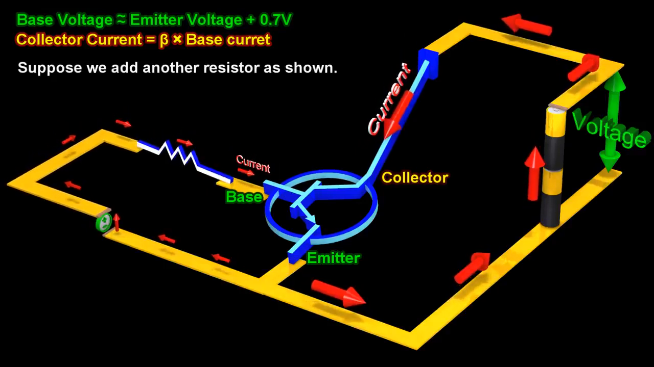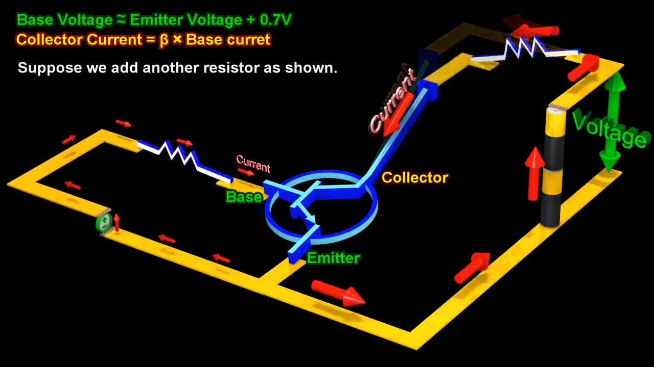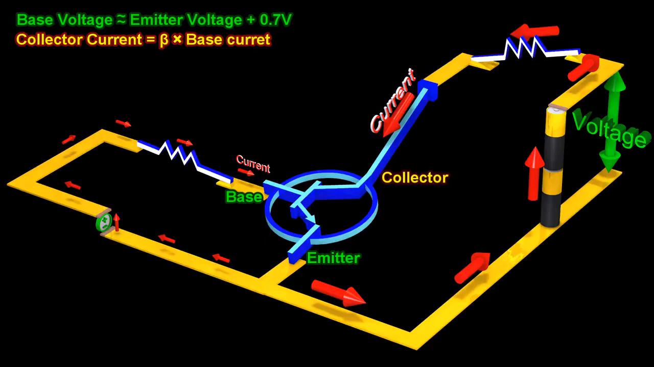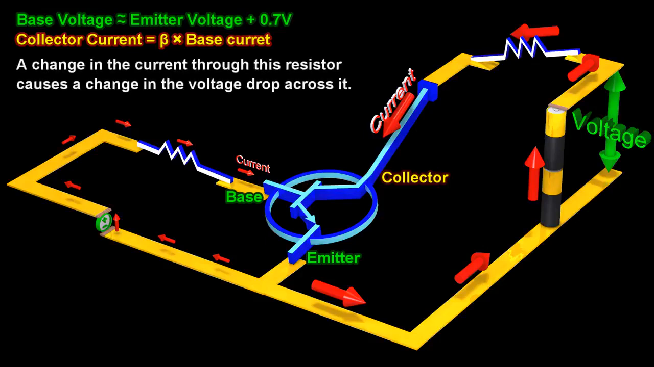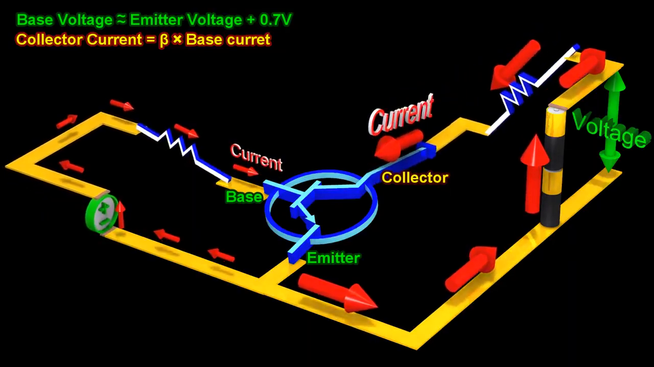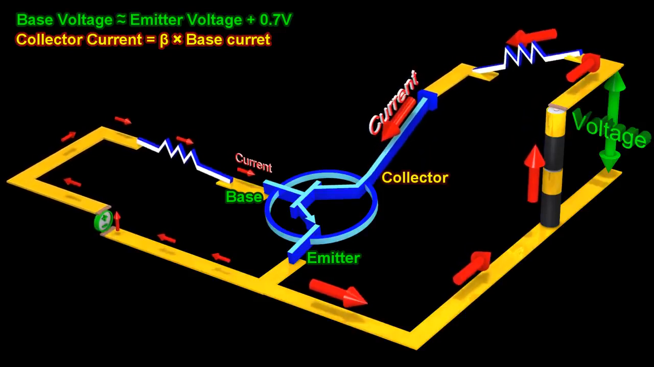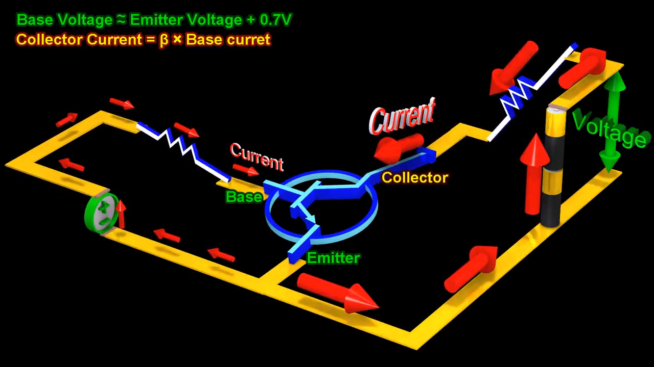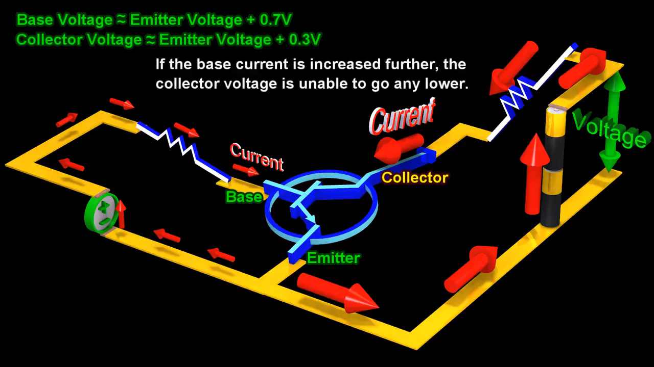Suppose we add another resistor as shown. A change in the current through this resistor causes a change in the voltage drop across it. Here, the collector voltage is 0.3 volts above the emitter voltage. If the base current is increased further, the collector voltage is unable to go any lower.